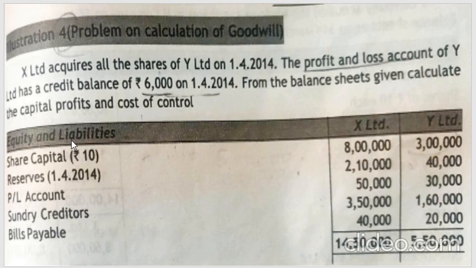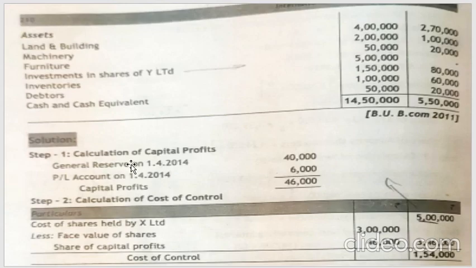To calculate capital profit, we need the profit and reserves of the pre-acquisition period, that is, before acquisition. Here in this adjustment, they have given the profit and loss account of Y Limited as a credit balance of rupees 6,000, a profit on 1st April 2014. So this belongs to the capital profit. First step, calculation of capital profit: profit on 1st April 2014 is 6,000, which is taken.